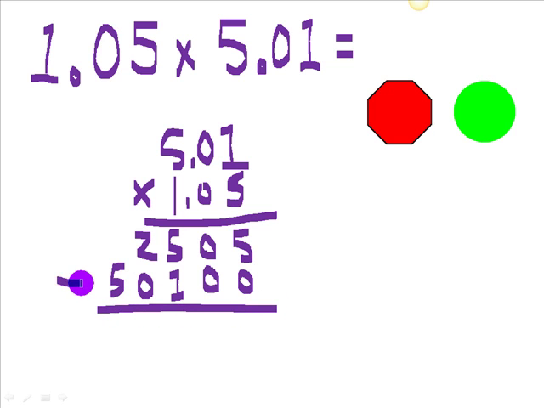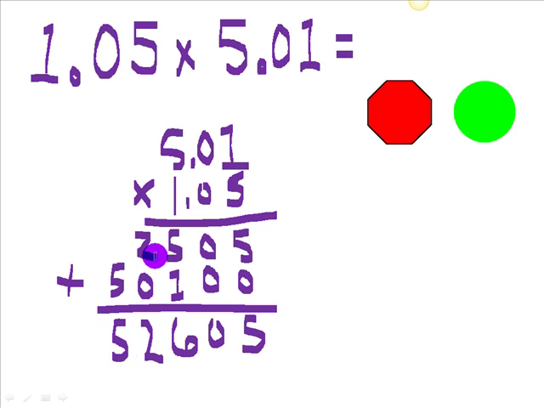Now it just becomes an addition. So 5 plus 0 is 5. 0 plus 0 is 0. 5 plus 1 is 6. 2 plus 0 is 2. And I have nothing to carry over, so I'm just left with a 5. Now I count my number of decimals. 1, 2, 3, 4. 1, 2, 3, 4.